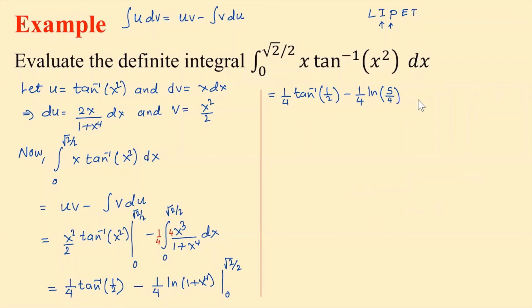Now we can simplify this a little bit. You can see that there is a common denominator of 4, which we can write in the denominator like this. In the numerator, we have tangent inverse half, or 0.5, minus natural log of 5 over 4, or 1.25. Now, we can simplify this using a calculator to get the approximate value of 0.0601. So that is the value of the definite integral which is given here. So in order to evaluate this definite integral, we use integration by parts.